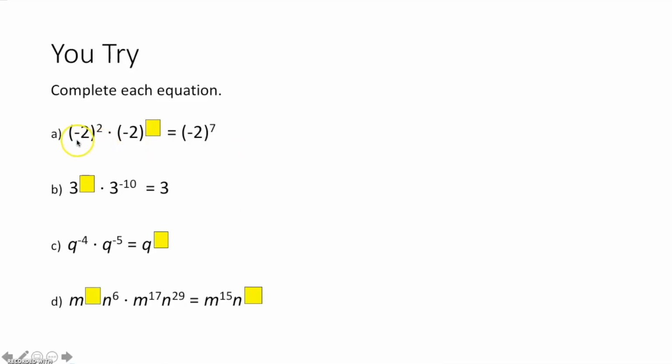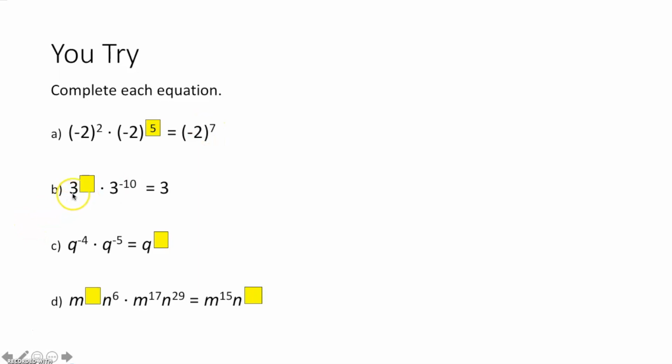Okay, doing the same thing here. So we have negative 2 to the 2nd power times negative 2 to some power equals negative 2 to the 7th. Again, multiplying like bases, you're going to add these exponents together. So this plus this should equal 7. Now you could guess and check, or you could take 7, subtract 2, and you should get 5 as your exponent here. Does that make sense? 2 plus 5? Yes, that equals 7.